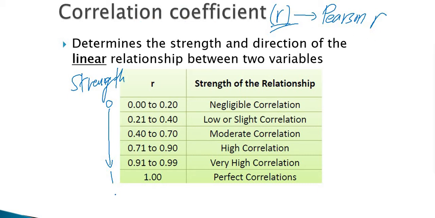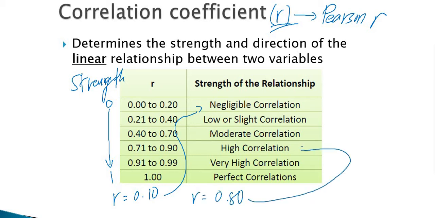So if our R value is, let's say, 0.10, then we will say that it's a negligible correlation, meaning the relationship is not strong at all. It's something that we can actually neglect and ignore. But if our R is, let's say, 0.80, we have a very high correlation. And this table will be our guide to see how strong the relationship of our variables would be. And that is strength.